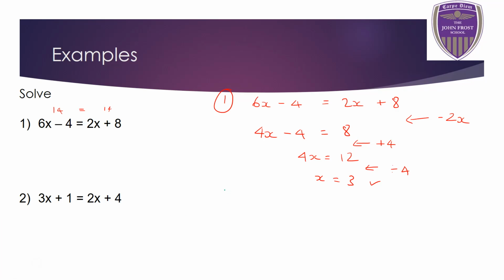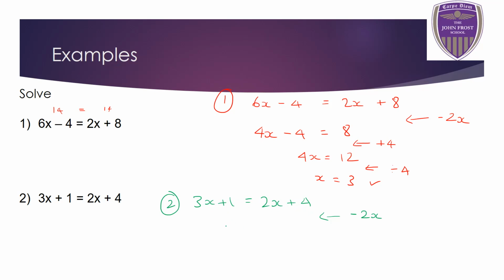Okay, let's do the next one in a different color then. So for this one now, 3x plus 1 equals 2x plus 4. Okay, so we've got an x on this side and an x on this side. 2x is the smallest one. It's positive at the moment, so we're going to do the inverse. Okay, so that's only going to affect the 3x and the 2x. The 1 and the 4 will stay the same.